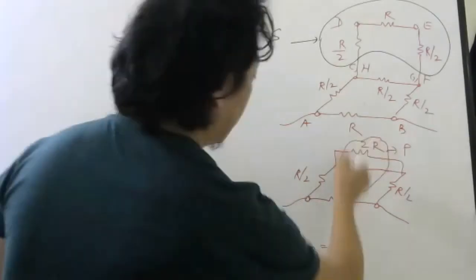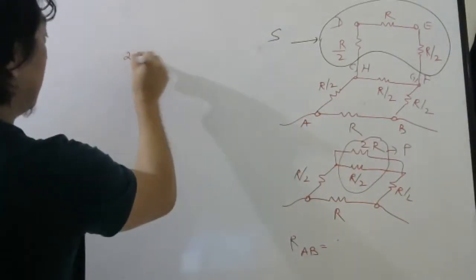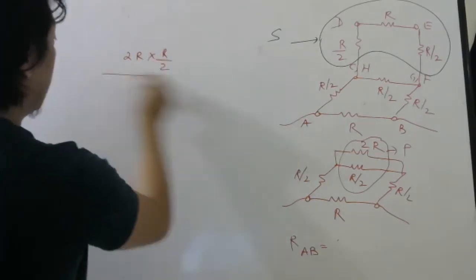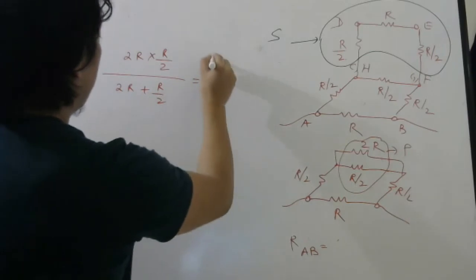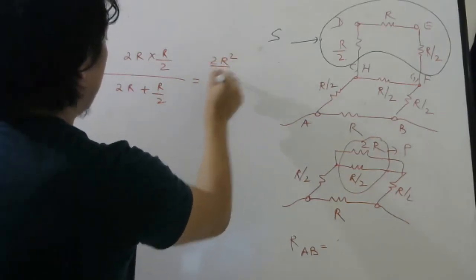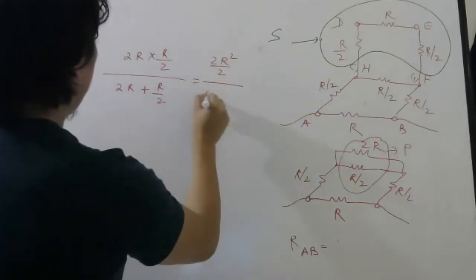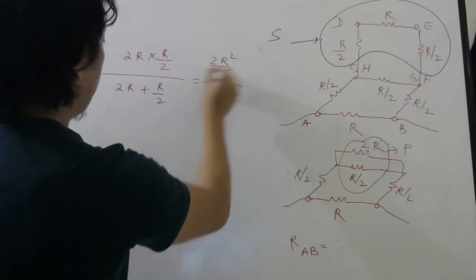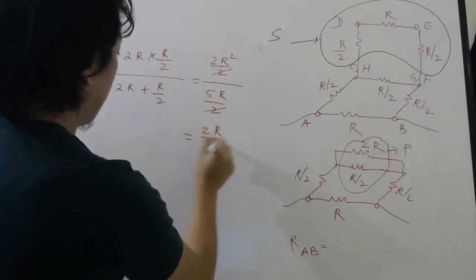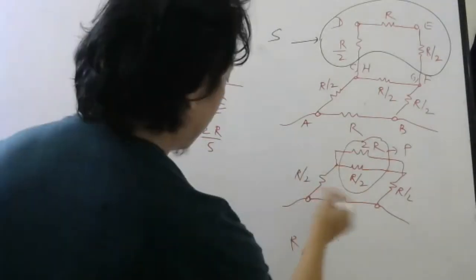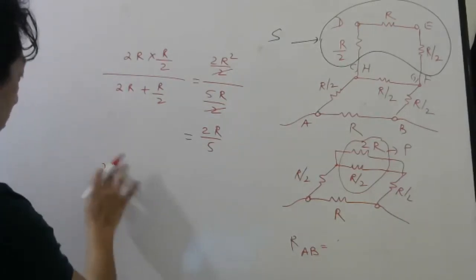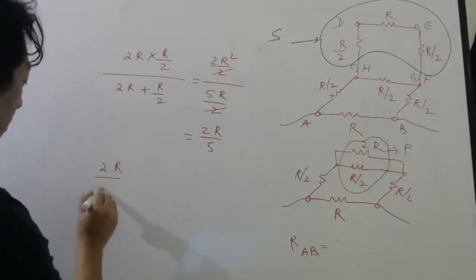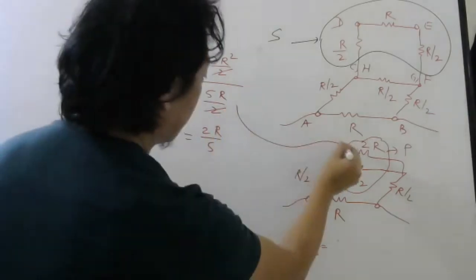So this will give you 2R into R by 2, divided by 2R plus R by 2. That will be 2R square by 2 divided by 5R by 2. 2 cancel, 2R by 5. So total of this will be 2R by 5. Then that 2R by 5, this is the total of this.